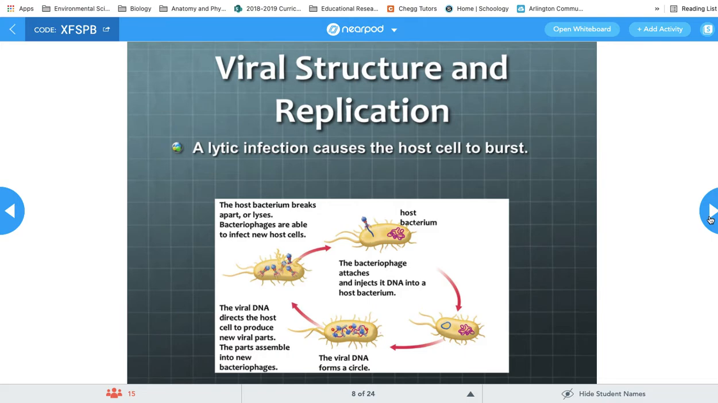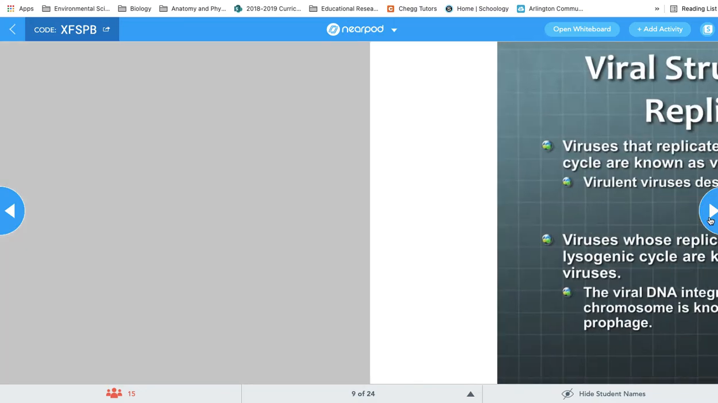First off, with the host bacterium, the bacteriophage is going to attach and inject its DNA into the host cell. From there, the viral DNA forms a circle. Then the viral DNA directs the host cell to produce new viral parts to assemble new bacteriophages. And then the host bacterium breaks apart, or lyses, hence the lytic cycle. Then the bacteriophages are able to infect new hosts. So basically we're sacrificing one bacteriophage to make many to infect these cells, and these are what cause death a lot of the time within populations.